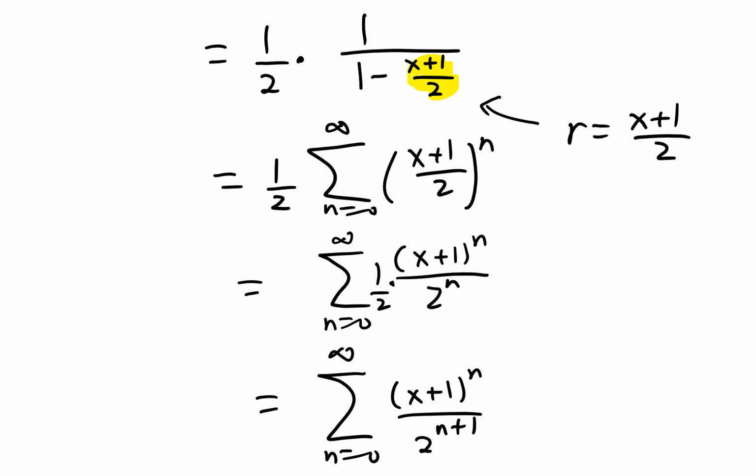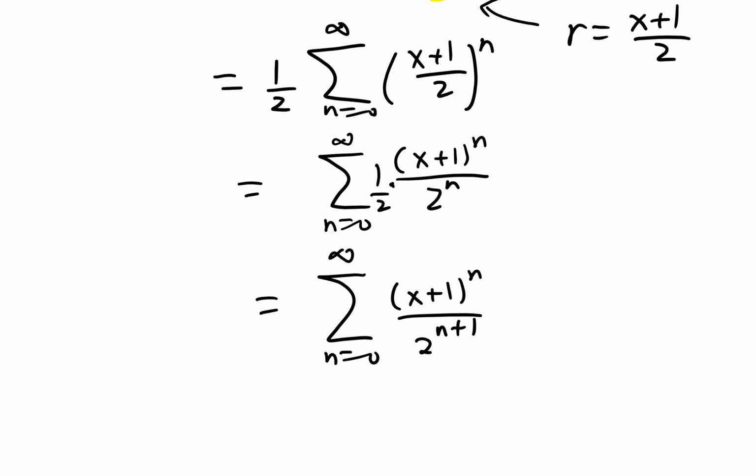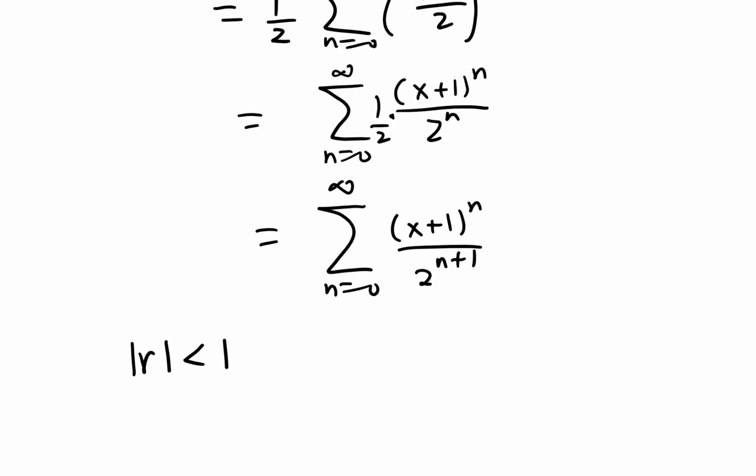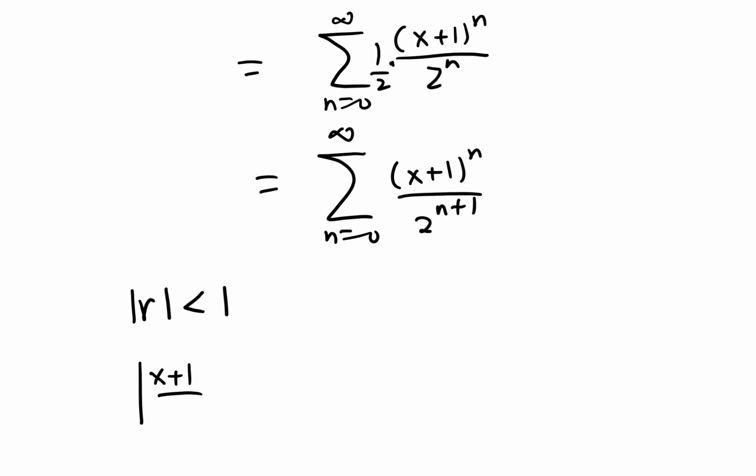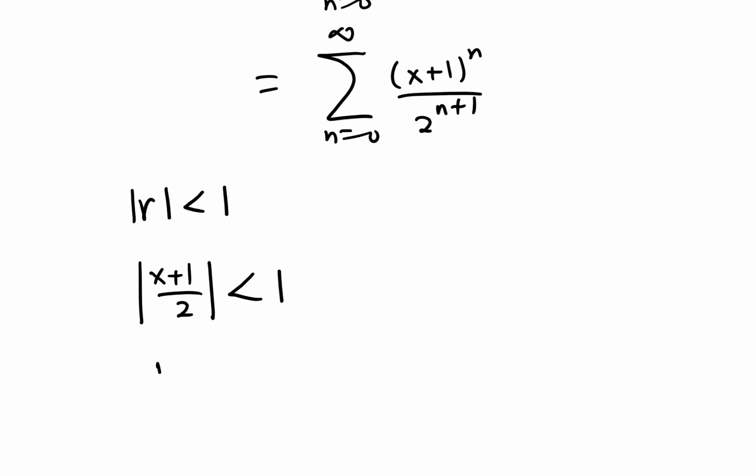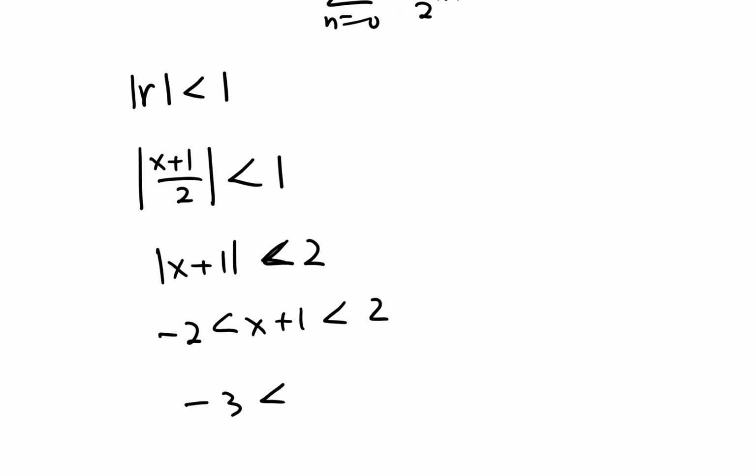Then, to find the interval of convergence, if required, we take the absolute value of r less than 1 because of the geometric series. And r is what? R is x plus 1 over 2, as we stated before. Then we multiply both sides by 2, so x plus 1 is less than 2 and bigger than negative 2, then subtract 1.